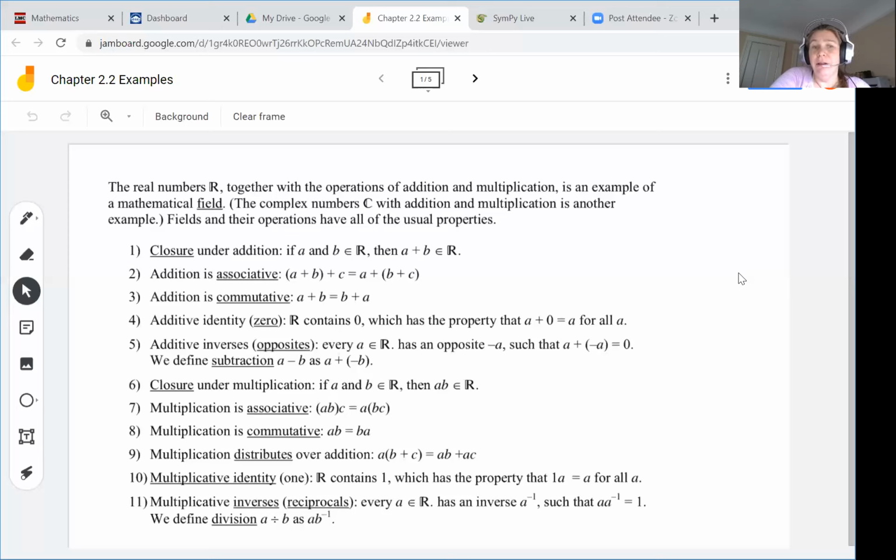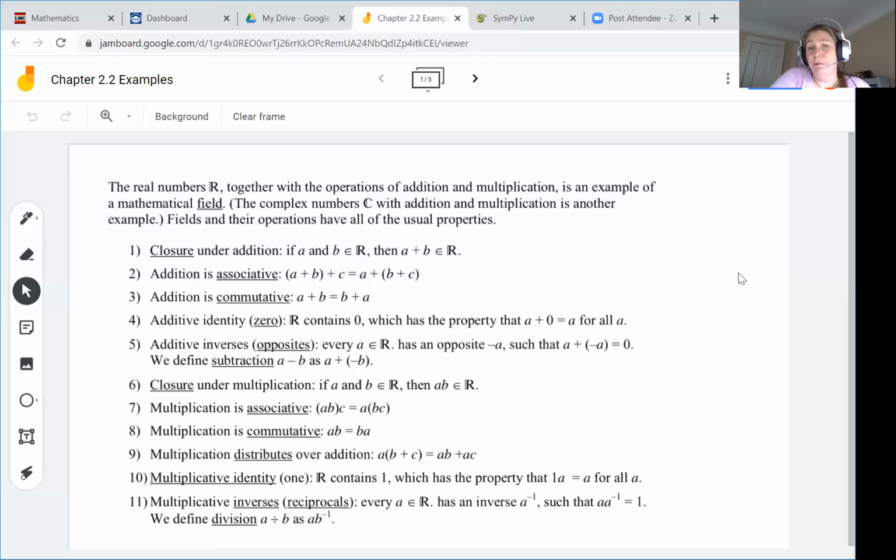Addition is commutative, so we can add in either order. We can say A plus B or B plus A and still get the same results. In addition, we have an additive identity, 0. So 0 is in the real numbers, and it has the property that any number A, plus 0, gives us back the result A for any number A in the real numbers.